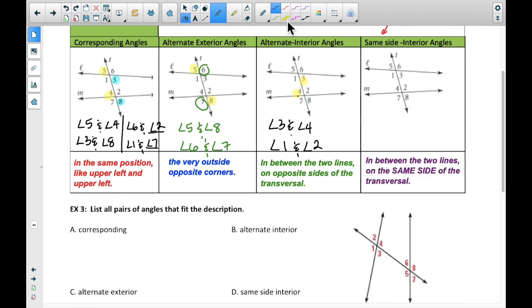And then we have same side interior. So again, interior means go inside, but they're on the same side as each other. They're not alternate. They're on the same side. So angle 1 and angle 4 would be one of the pairs. Can you find the other pair?